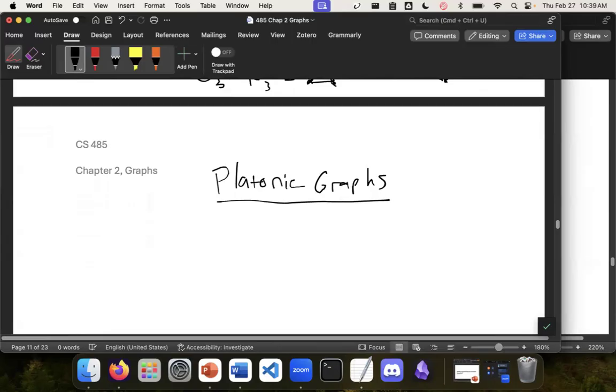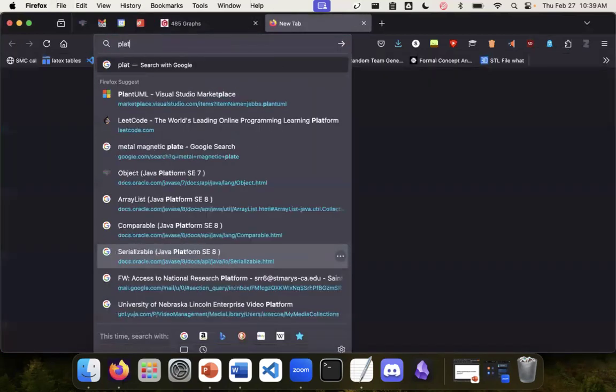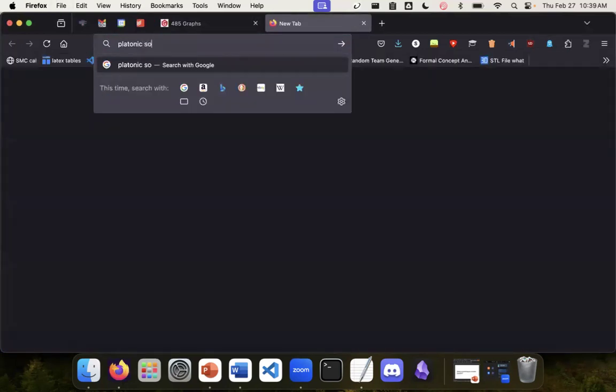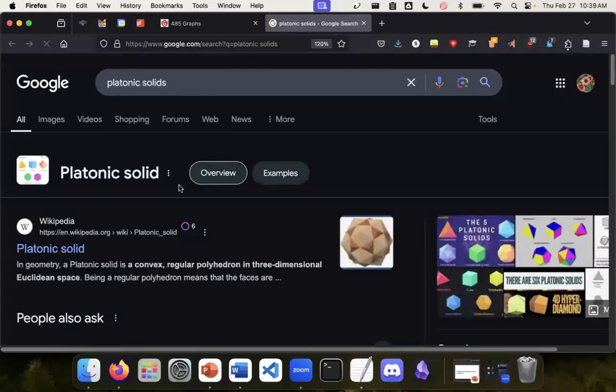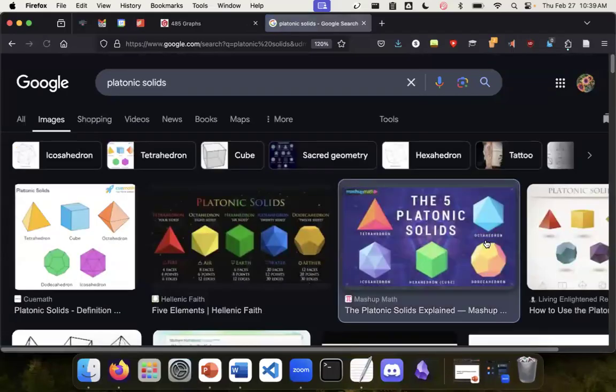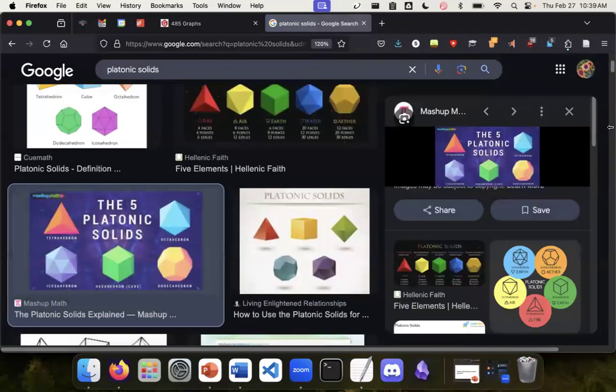The textbook also mentions Platonic graphs, which I will show you. Oh, I wonder, did I bring it in my backpack? I did. Okay.